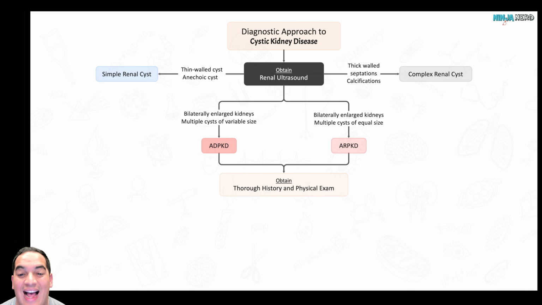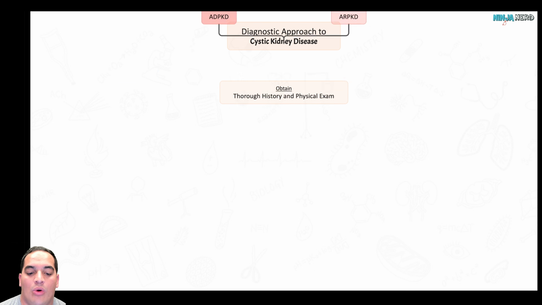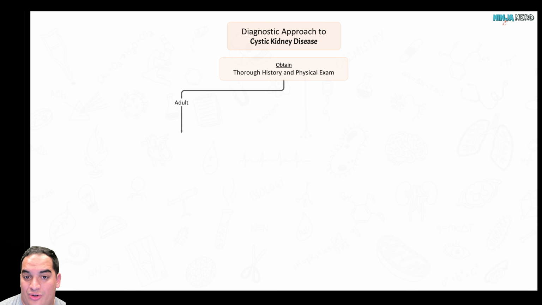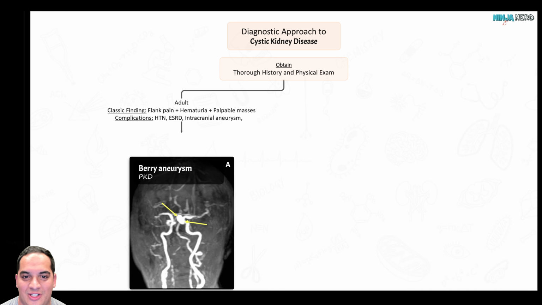Now, when I look at this patient, I need to say, okay, what really highlights autosomal dominant and what really highlights autosomal recessive? Well, the autosomal dominant patient is usually older. They're an adult, not an infant or in utero. They usually have that classic presentation, which is the flank pain, hematuria, and the palpable mass. They usually have hypertension, end-stage renal disease, as well as, what's the other one in the brain? The intracranial aneurysms that are concerning.